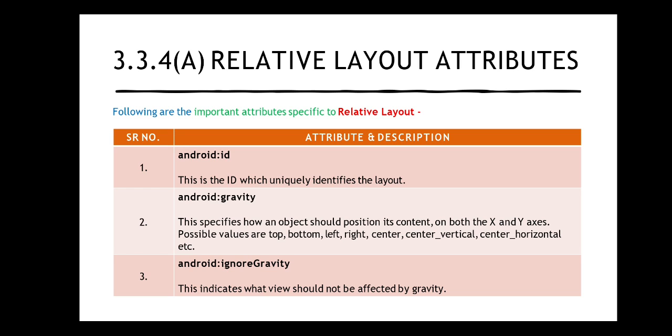There are some attributes of relative layout. That is Android ID, which uniquely identifies the layout. Then Android gravity, which specifies how an object should position its content on both the x and y axis. Possible values are top, bottom, left, right, center, center vertical and center horizontal, etc. Then Android ignore gravity, which indicates that the view should not be affected by the gravity.